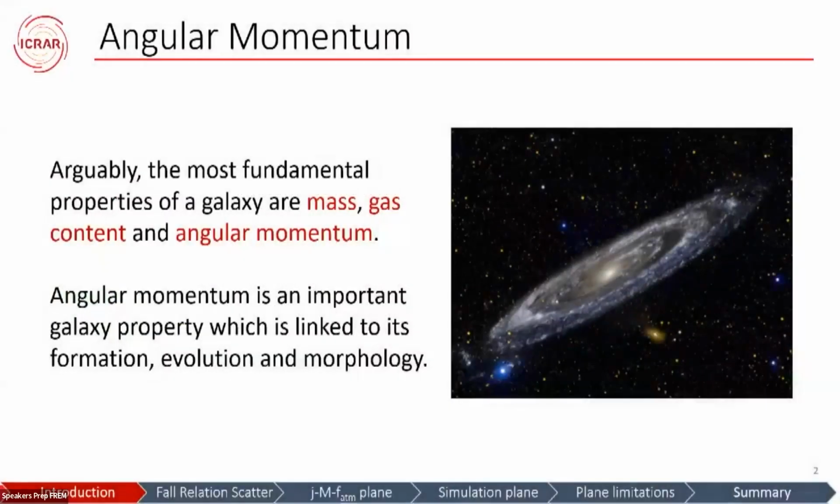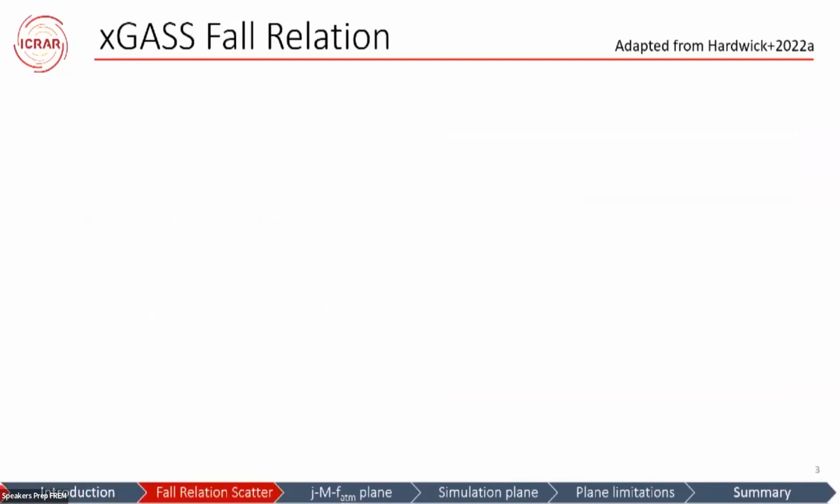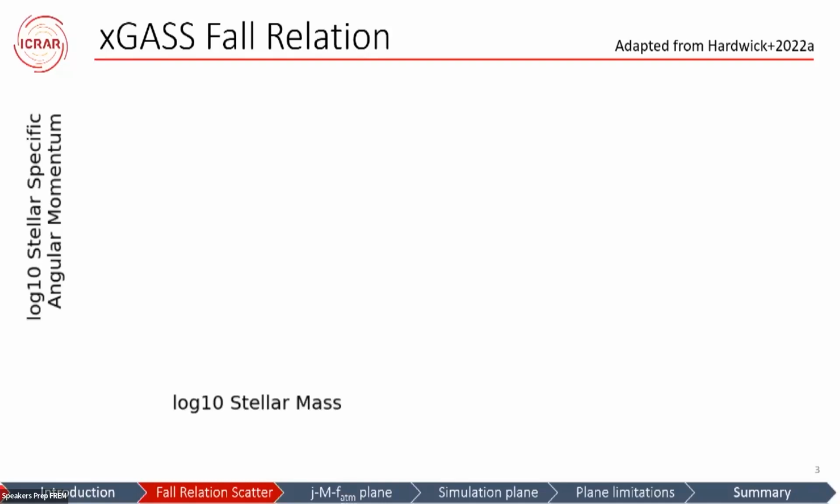So first of all, arguably some of the most fundamental properties of galaxies are their mass and their gas content, or their fuel for star formation. And I think as well, angular momentum is also a very fundamental property, and this is because it's linked to a galaxy's formation, evolution, and its morphology. So one way that we can study angular momentum is through scaling relations, and in particular the Fall relation, which is the relationship between a galaxy's stellar mass and its stellar specific angular momentum.